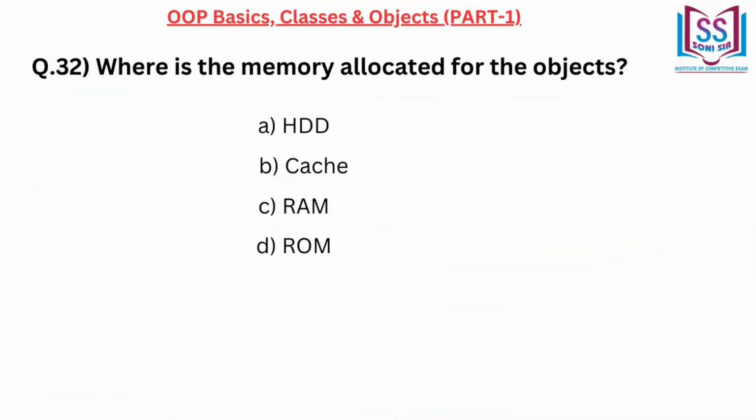Where is the memory allocated for the objects? A. HDD. B. Cache. C. RAM. D. ROM. Correct answer, C. The memory for the objects, or any other data, is allocated in RAM initially. While we run a program, all the memory allocation takes place in some RAM segments. Arrays in heap and local members in stack, etc.